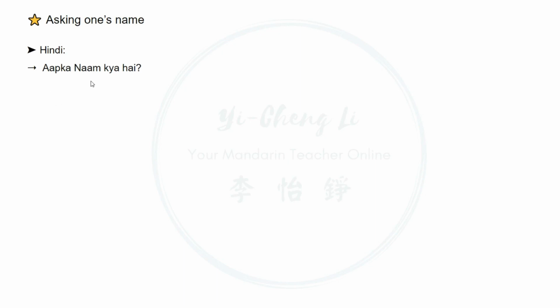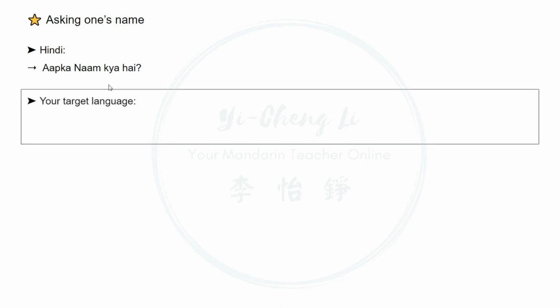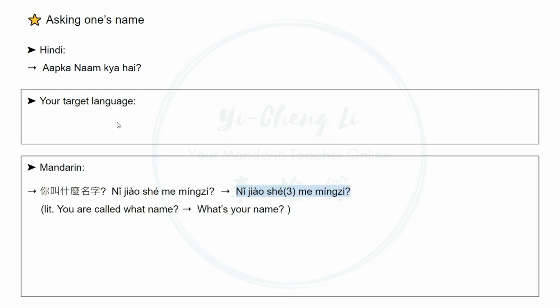Asking someone's name in the Hindi version. आपका नाम क्या है? How about in your target language? How do you ask what's your name? In the Mandarin version, you say 你叫什么名字? Literally, you are called what name? Translated into what's your name? Or an easier way, if you already introduced yourself and you want to ask the other person's name, you can say 你呢? How about you? Or how about yours? Because we were talking about name. So it's kind of like, how about your name?